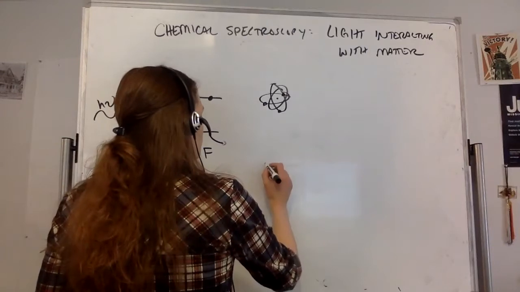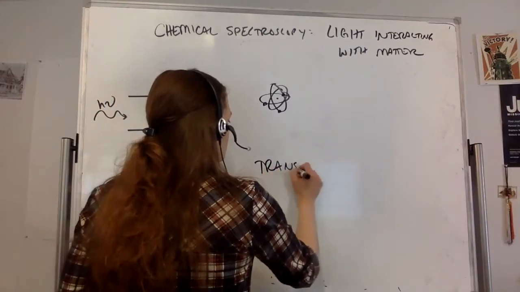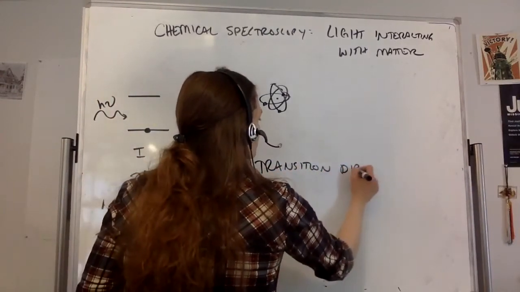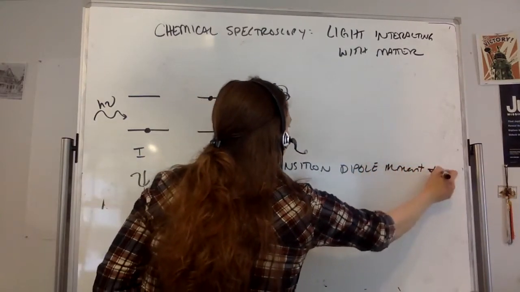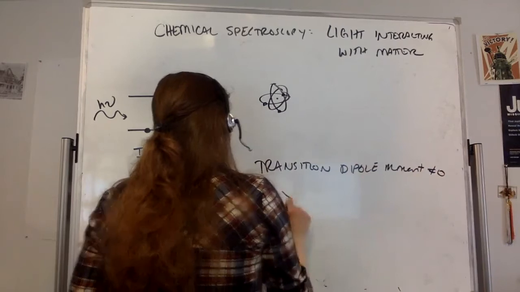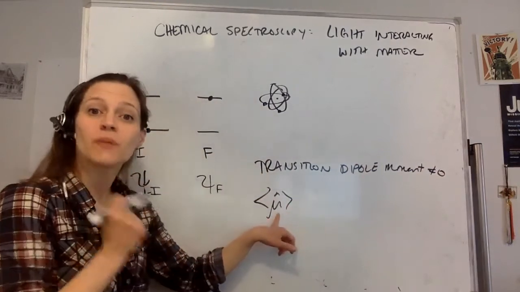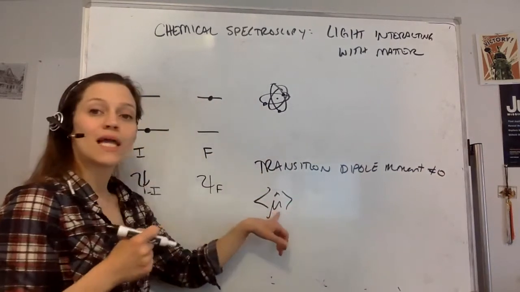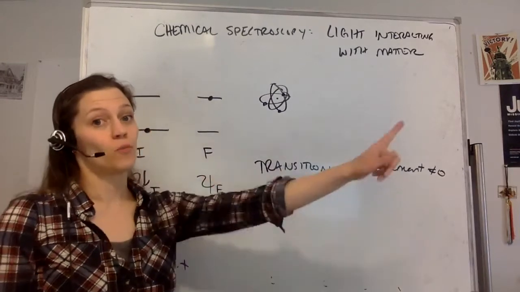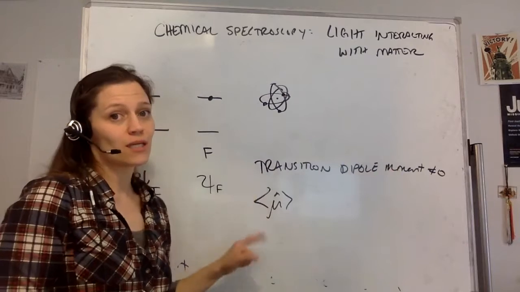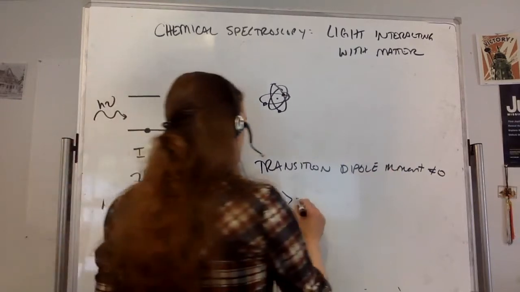So a transition occurs when the transition dipole moment is non-zero. So there's your transition dipole moment. It's the expectation value of that. And we can liken this to a probability of a transition occurring. The bigger that number, the more likely a transition happened. The lower that number, no transition at all.